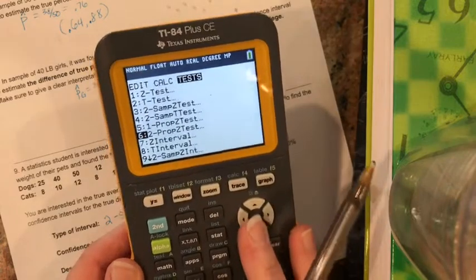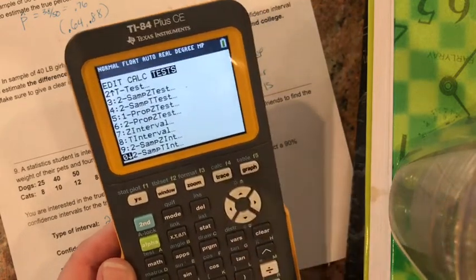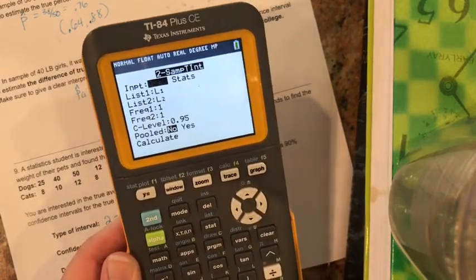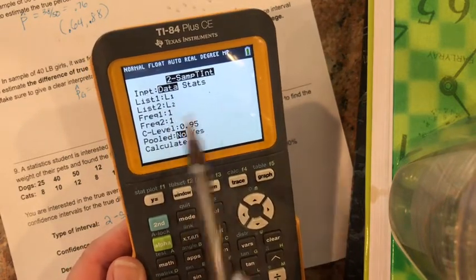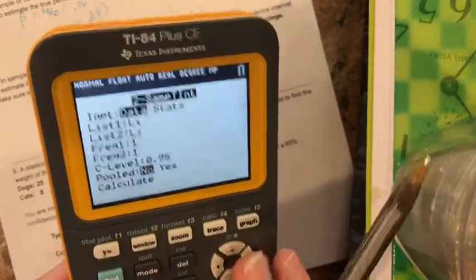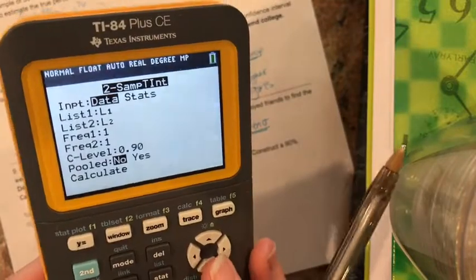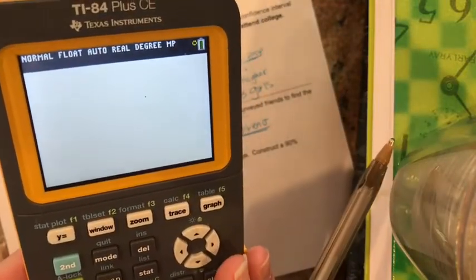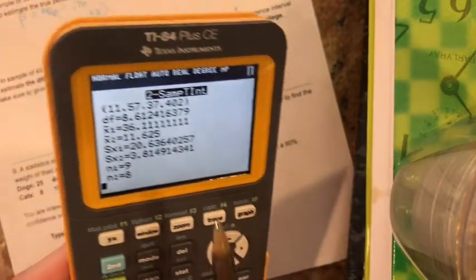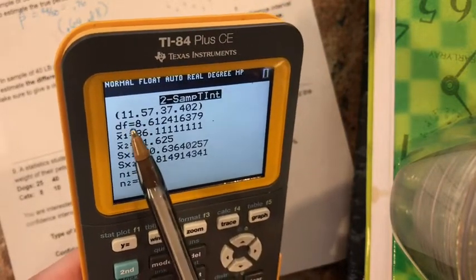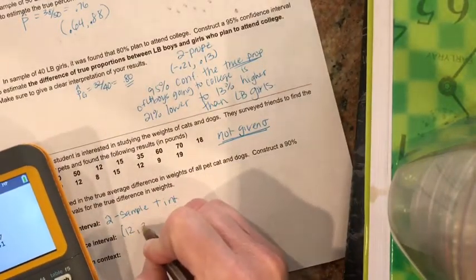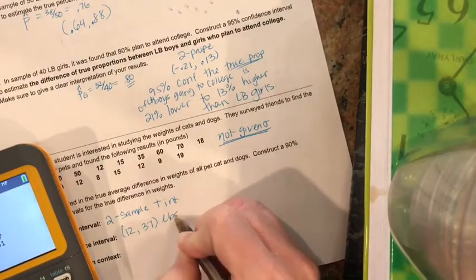So stat test and number 0. And I'm going to tell it data, and I'm going to say, hey, use my list 1 and list 2. Leave your frequencies 1. Okay, this time we're asked to do 90%. Pool no and calculate. Okay, since these numbers are so far apart, I'm just going to round these to whole numbers. So 12 and 37. And remember, our unit is pounds.